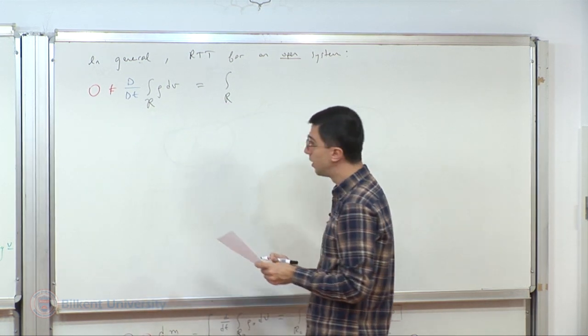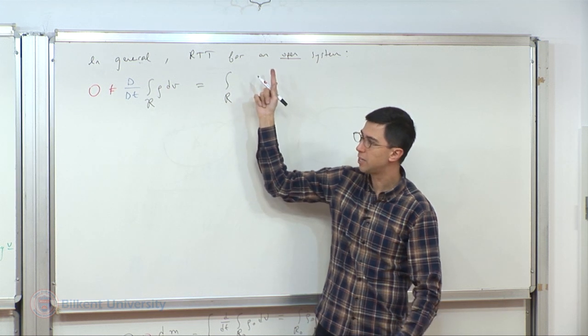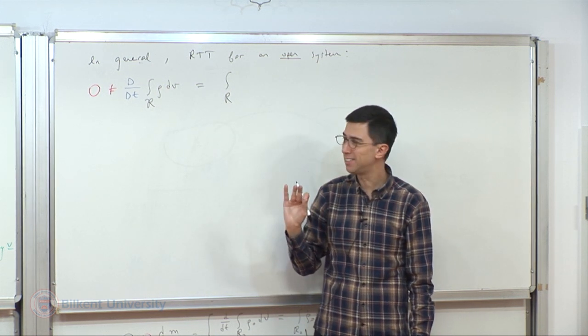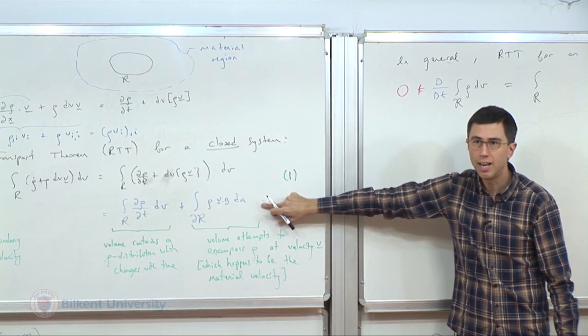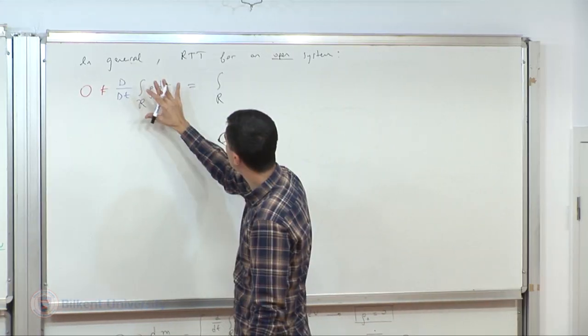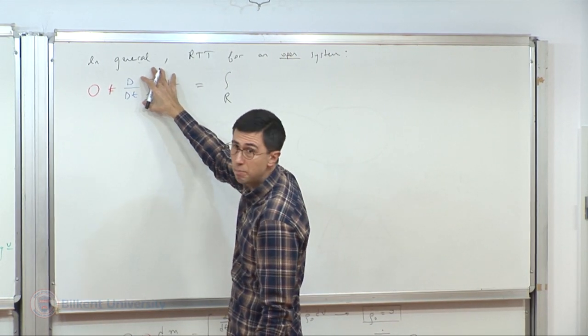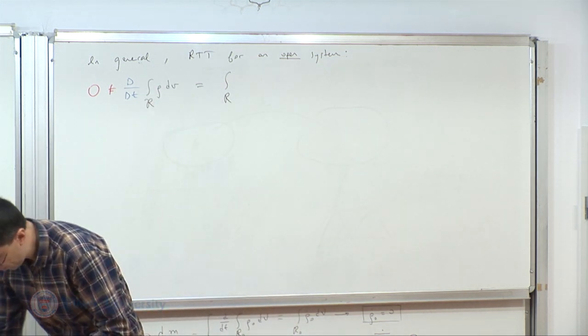So now it turns out that when you do the math part, and this is where I'm skipping the details, the outcome is very elegant and it's remarkably similar to this result. And it says that the total rate of change of mass, rate of change of total mass in a domain, okay, let's write that.